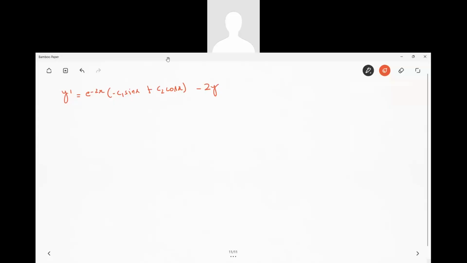Minus 2y, okay. And y double dash value we just now saw is equal to e power minus 2x minus C1 cos of x minus C2 sine of x minus 2 e power minus 2x minus C1 sine of x plus C2 cos of x minus 2y dash, right? This is the case.